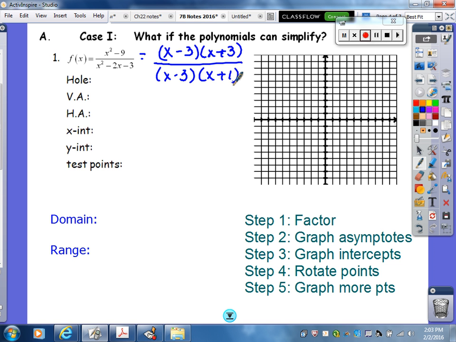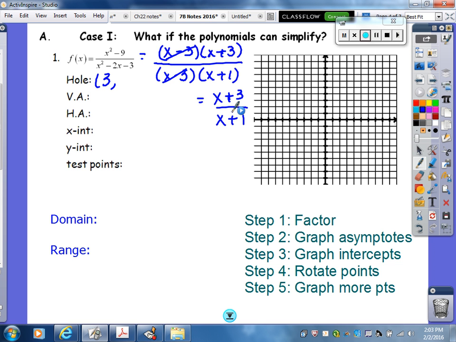All right, now look at this. Notice that we have a common factor of x minus 3. That's where our hole is going to occur. So when we cross out the common factor, we're going to get x plus 3 over x plus 1. So we're going to have a hole. The zero of x minus 3, which is 3, is the x value of our hole. To find the y value of the hole, you plug your 3 into the simplified version.